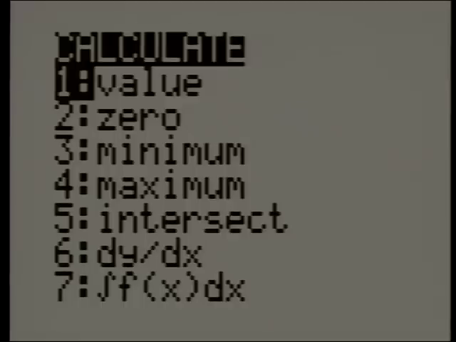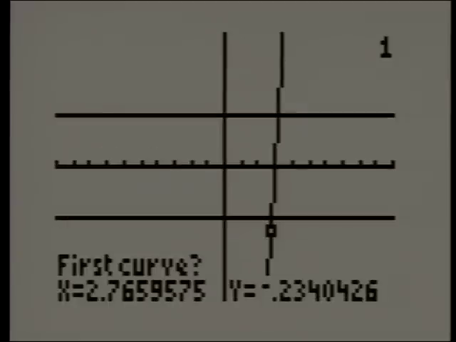Let's do the second intersection. Okay, let that be the first curve, and let this be the second curve. And we get x is equal to 3.2. So now we have x is between 2.8 and 3.2.